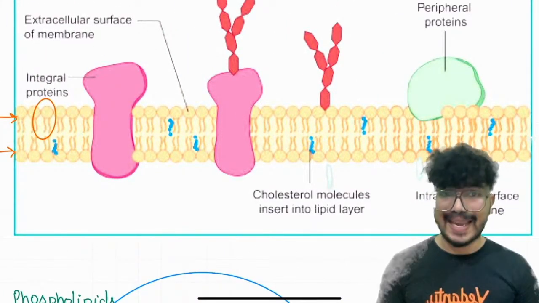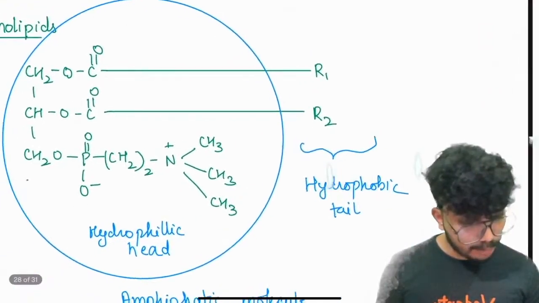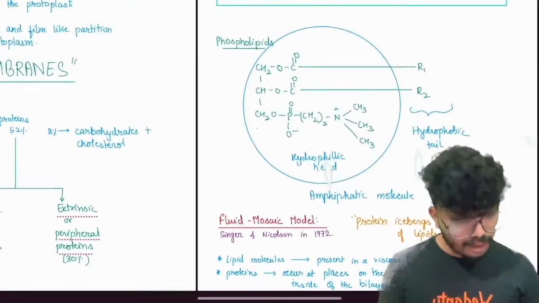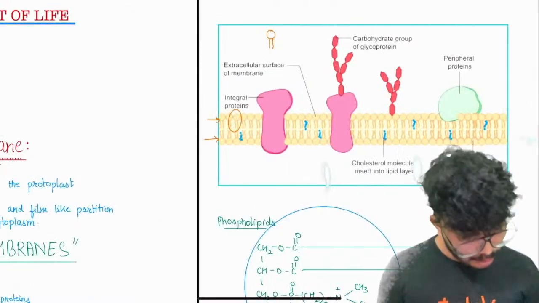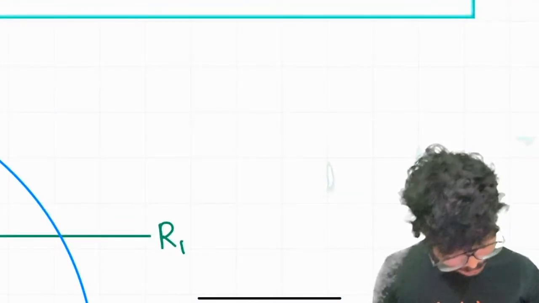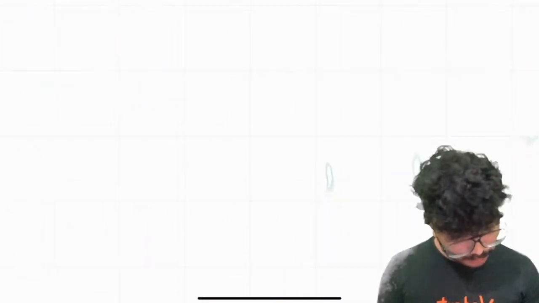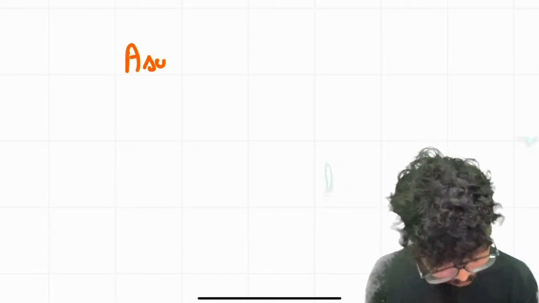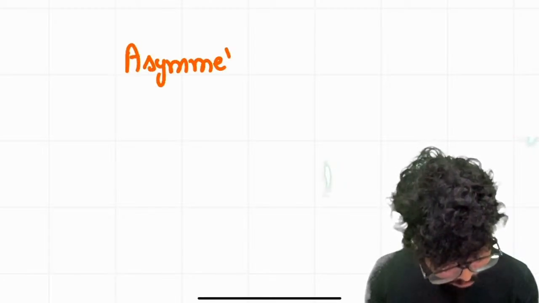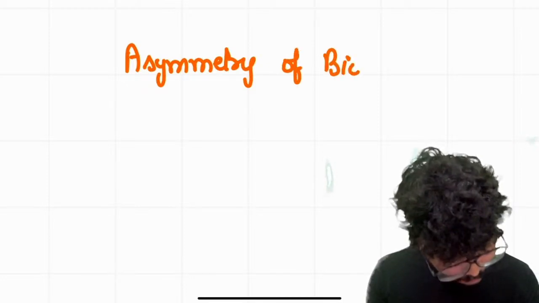Now let's talk about the asymmetry of the plasma membrane. Okay, so we are talking about the asymmetry of the biomembranes. Do I have space? After this, we'll start with membrane transport. So I'll just write over here. I'll just utilize this space. Correct. So we are talking about the asymmetry of biomembranes.